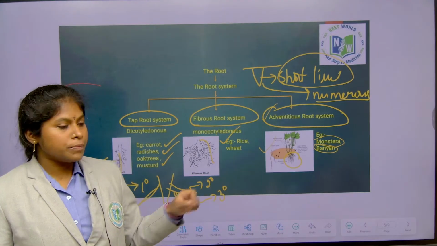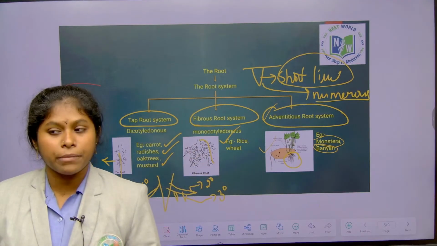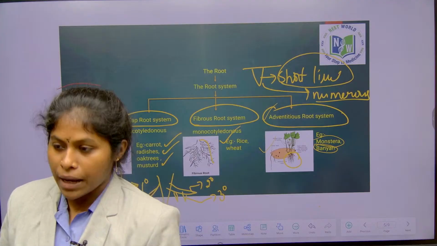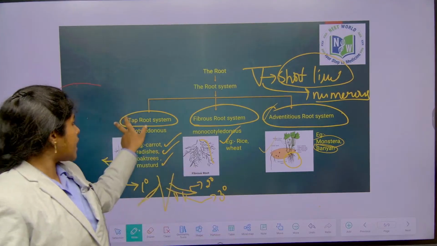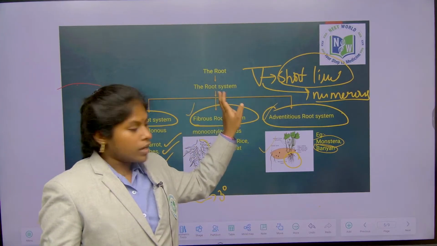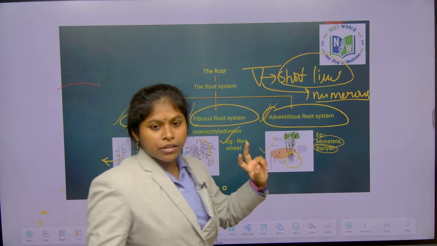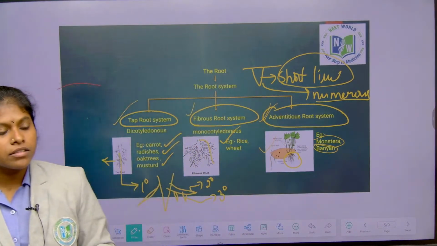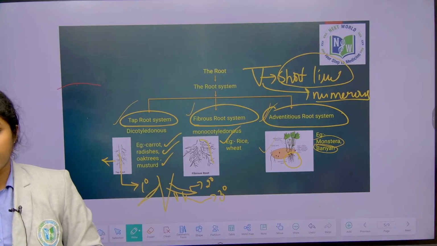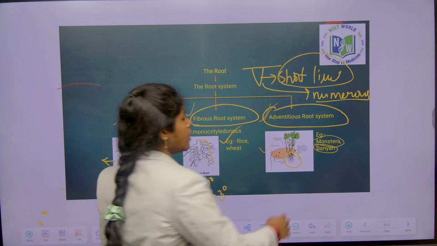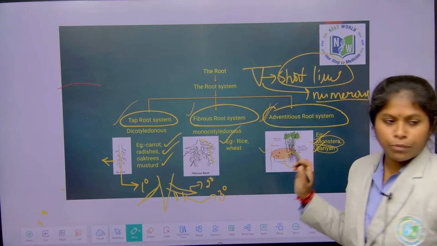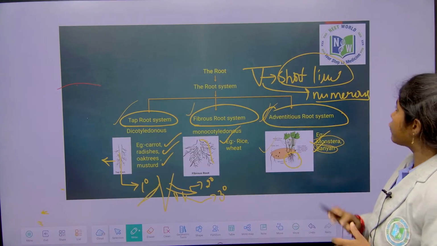So which means the roots are not arising from the primary root. If the roots arise from the primary root, we call it either the taproot or the fibrous root. Other than the primary root, if the roots arise, what we call that is adventitious roots. The examples are monstera, banyan and sweet potato. These are the types of roots.